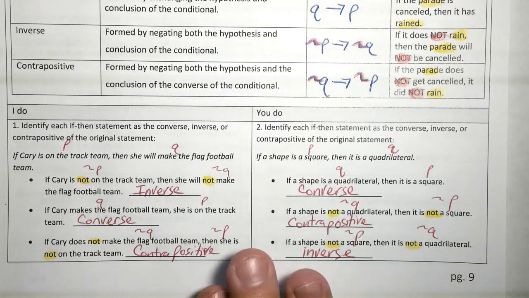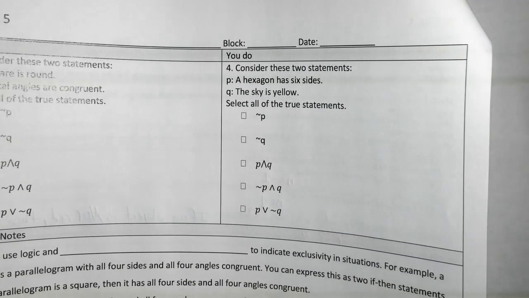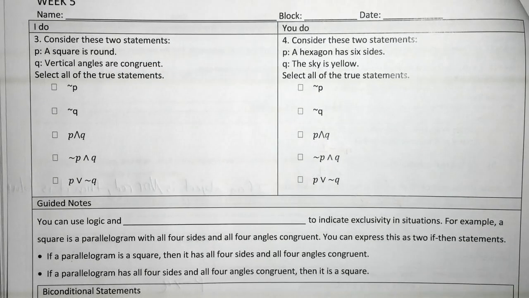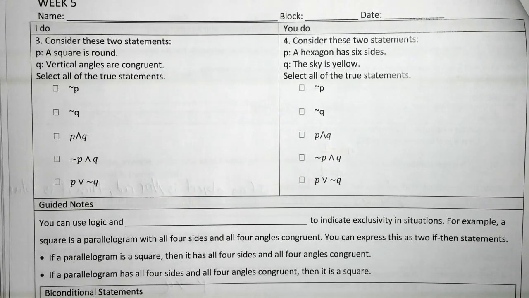Okay, flip over here for just a moment. Page 10. Number 3, excuse me. Consider these two statements. They give us P statement: a square is round. And then the Q: vertical angles are congruent. Select all the true statements.